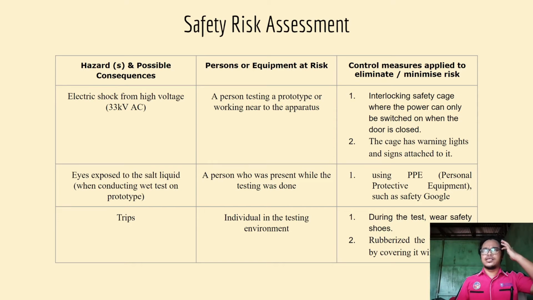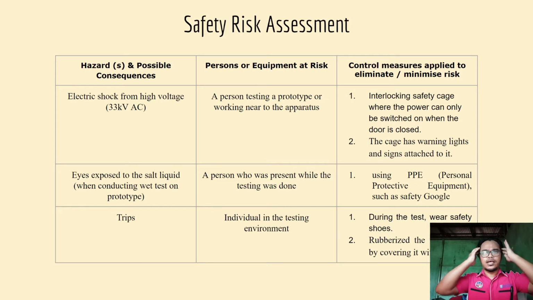For the first hazard, the possible consequence is electric shock from high voltage, 33 kV AC. The person or equipment at risk is a person testing a prototype or working near the apparatus. Control measures applied to eliminate or minimize risk: first, an interlocking safety cage, where the power can only be switched on when the door is closed. Second, the cage has warning lights and signs attached to it.